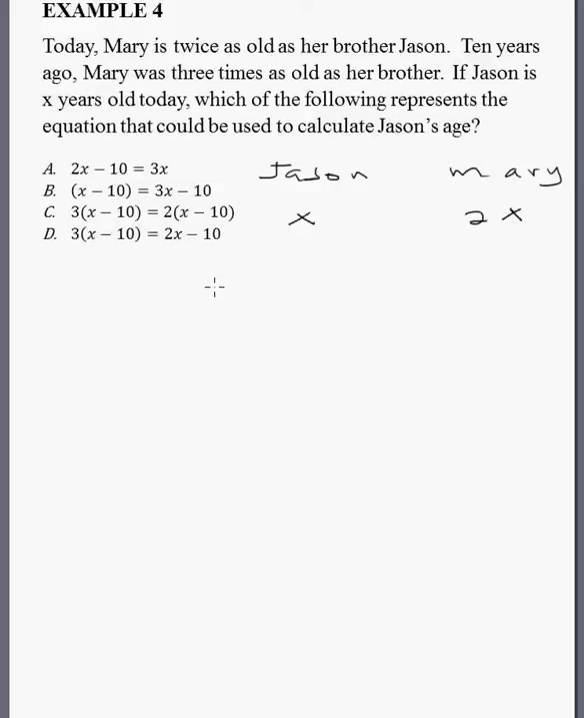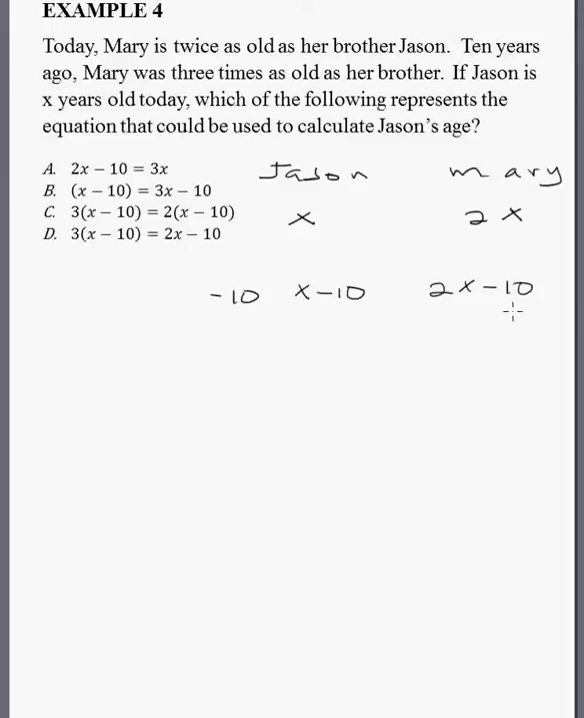10 years ago means minus 10. If this is 2000, we are talking of 1990. If it is 2018, we are talking of 2008. So in 2008, Jason will be X minus 10. Mary's age will be, her current age is 2X, minus 10.